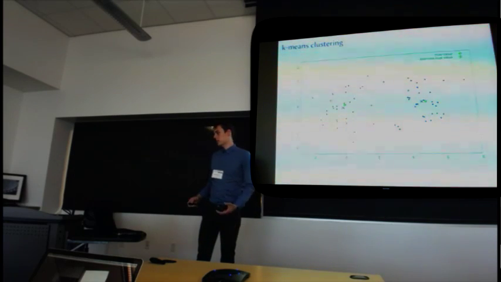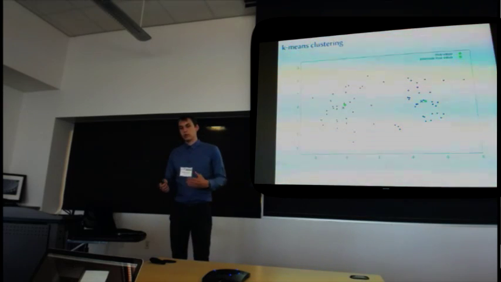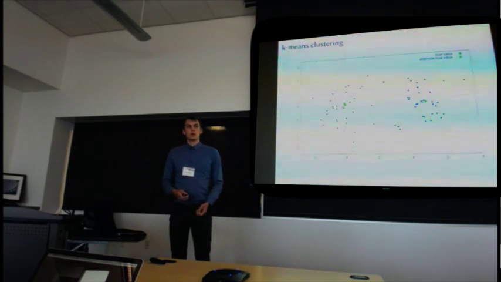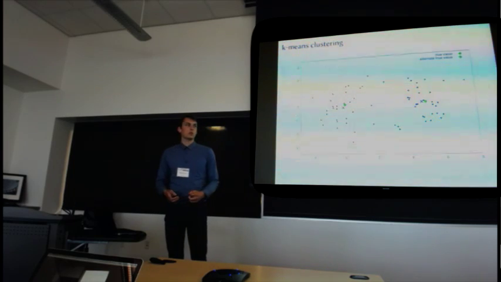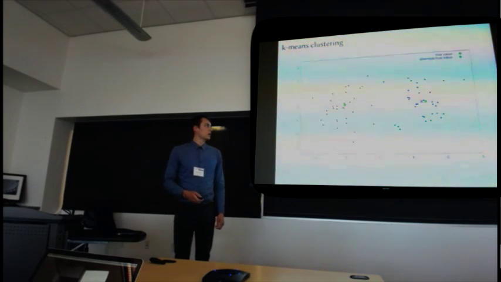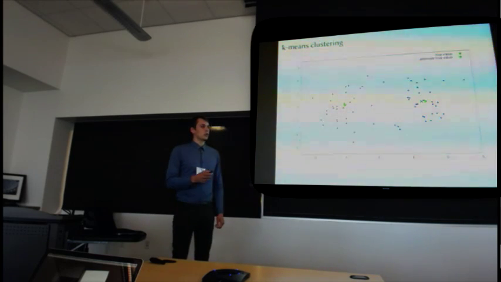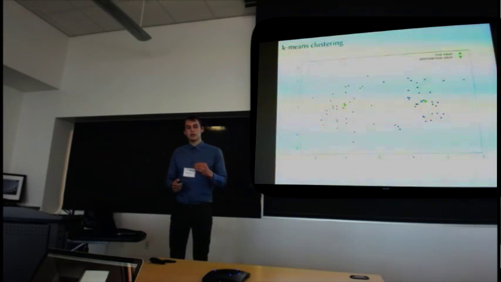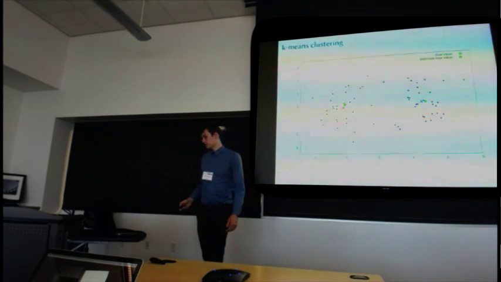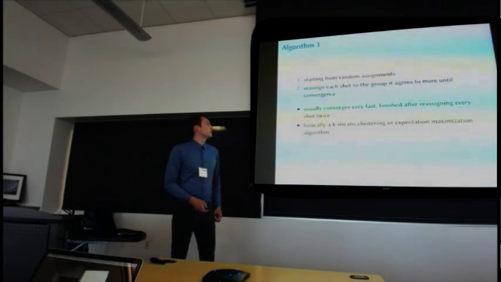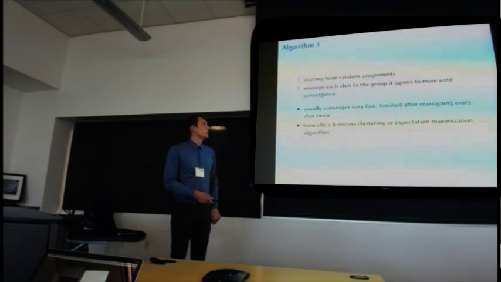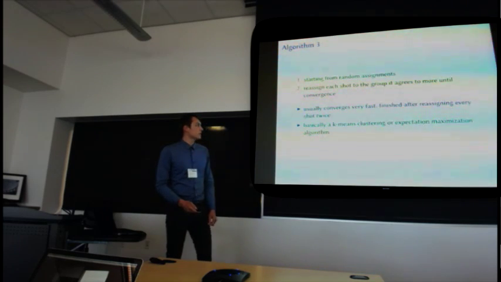And this can also be done with just a little translation to free electron laser data. A little translation, because not every intensity is on every shot, but maybe 1% of all the possible intensities are on one shot. But it works fine. We start from random assignments and reassign each shot to the group it agrees with more, until it converges. And this usually converges very fast.